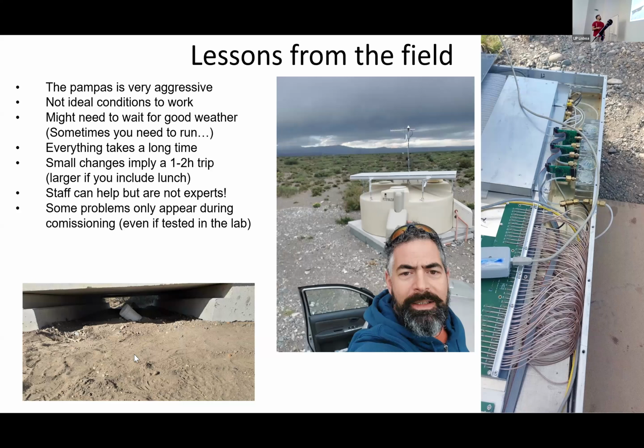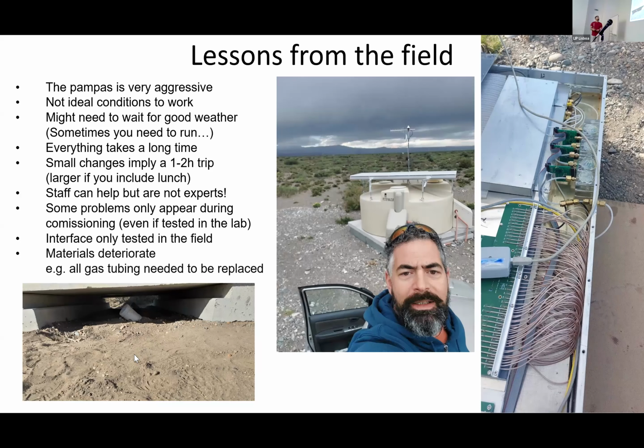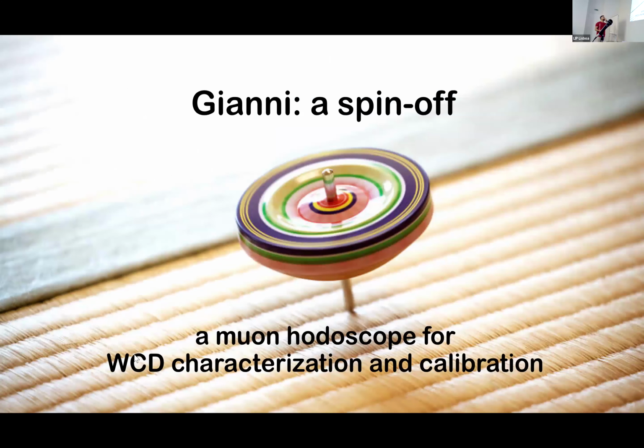Well, I say some, but many problems only appear when you are commissioning. So you test it in the lab, everything is working, and then you get there, and something is a bit off. And you can only test the interfaces really on the field. Also, the materials deteriorate. Just as an example, last time we had at a certain point to change all the gas tubing, and then we found that some of the tubes were brittle and some were dented in some parts, and then it's a small leak that you don't see, but it's enough to degrade the performance of your detector. And so of course, to change this implies a lot of effort and luck.